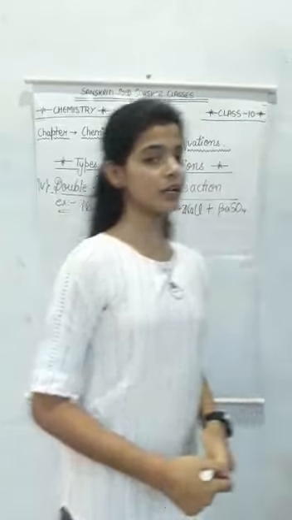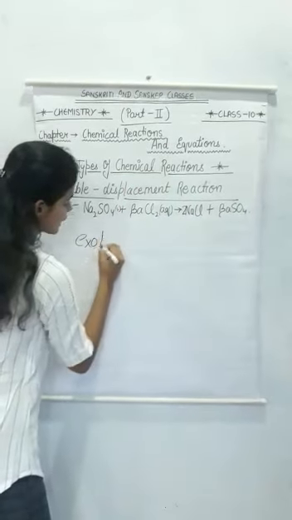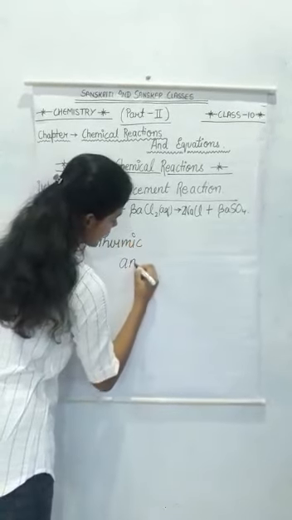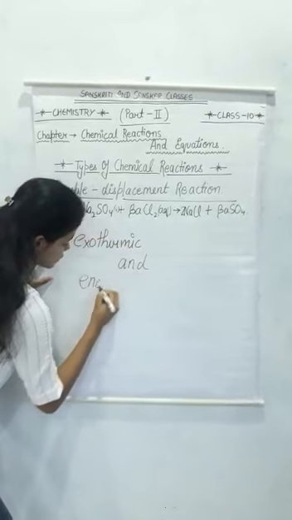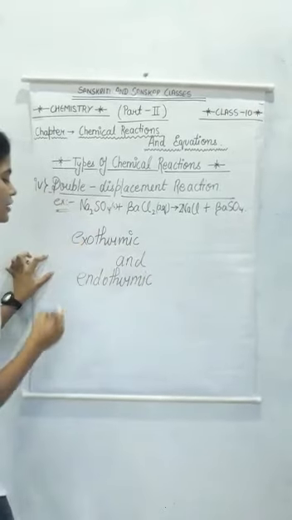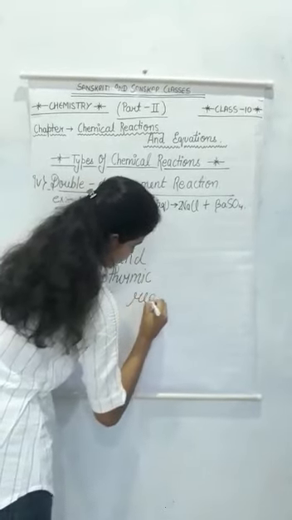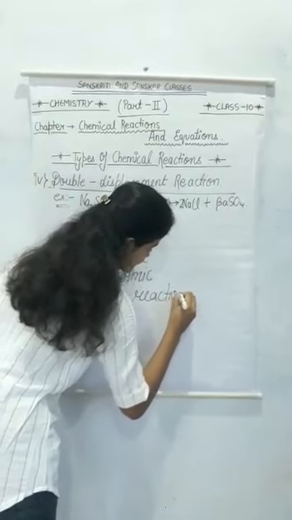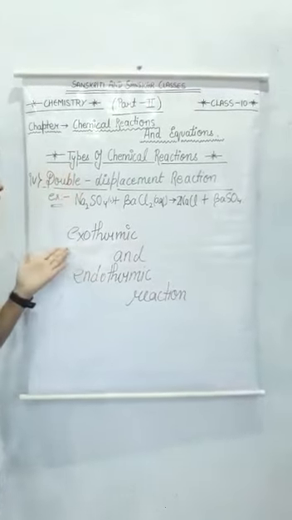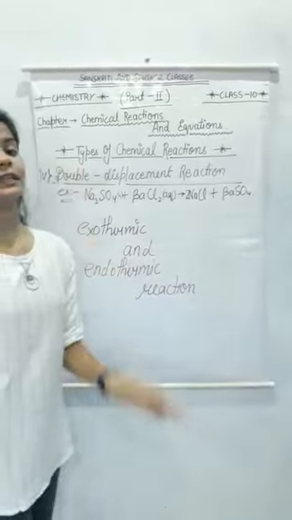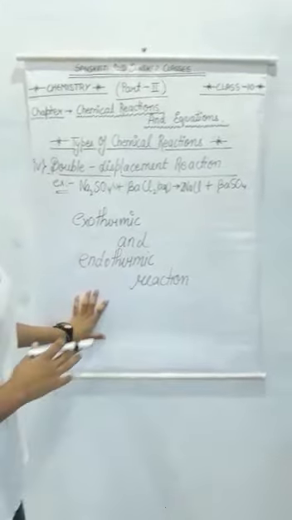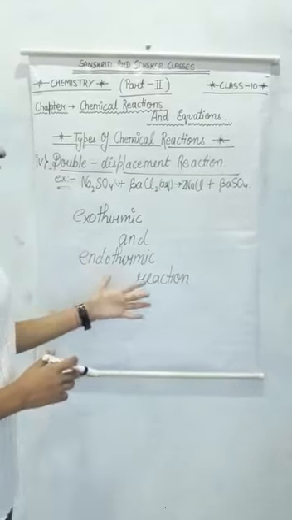There are two more reactions, that is exothermic reaction and endothermic reaction. What do exothermic and endothermic reactions mean? Exothermic reaction: when heat is released along with the formation of product, that is called an exothermic reaction. And when heat is absorbed in the formation of product, that is an endothermic reaction.